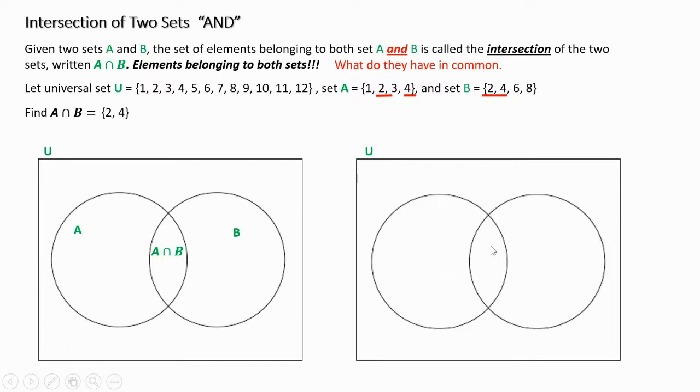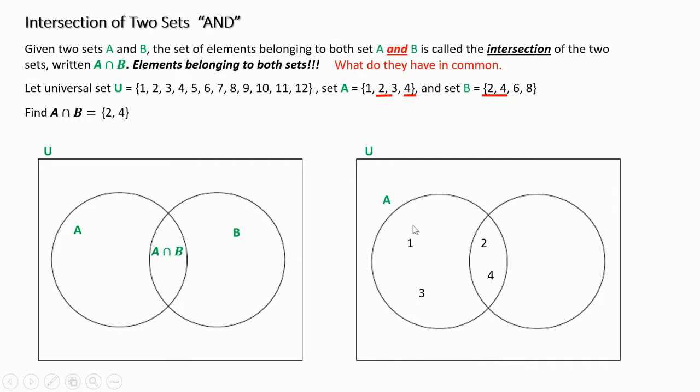You always start where they intersect, right? So where do they intersect? 2 and 4. So 2 and 4 go here first. Then set A contains 1, 2, 3, 4, so 2 and 4 are already inside here. So my set A will be 1 and 3, because 2 and 4 are already here.